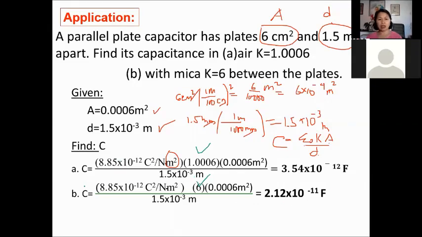So it is then expected that the value of capacitance in B, where our dielectric material is mica, K equal to 6, is higher capacitance than A. Why? Dahil yung value ng K is 6 compared sa 1.0006. Ayos?